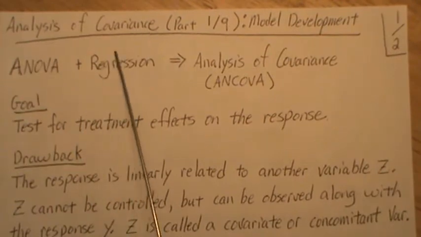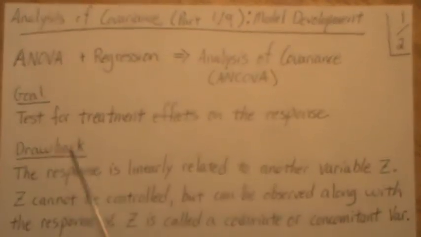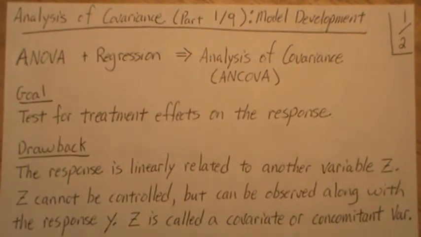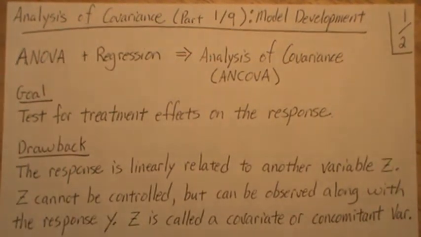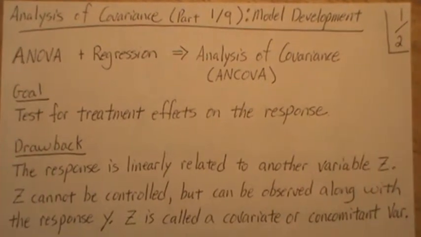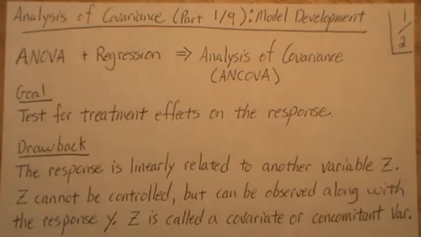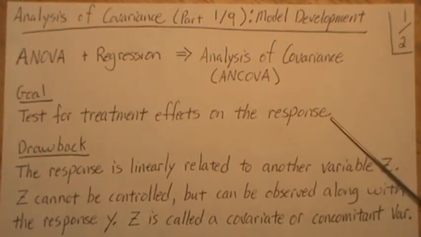Now, analysis of covariance brings in ANOVA and regression and combines them, and that combination is called analysis of covariance, or ANCOVA for short. Now, the goal in ANCOVA is still the same goal that we have in analysis of variance, and that is to test the treatment effects on the response.